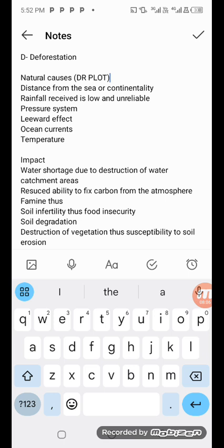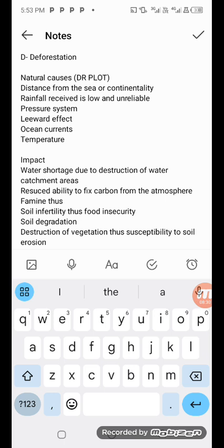So perhaps someone can ask, what is the impact of aridity and desertification? One, it leads to water shortage because of the destruction of water catchment areas, and that will lead even to wars, because water is a really scarce resource. You need water to sustain life, so without water, people will be really fighting.